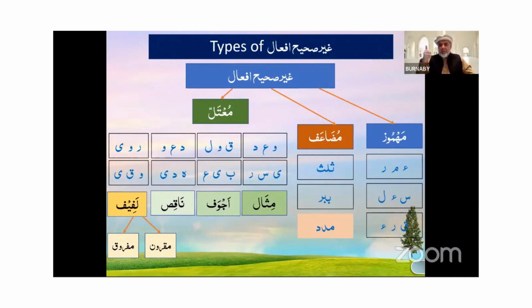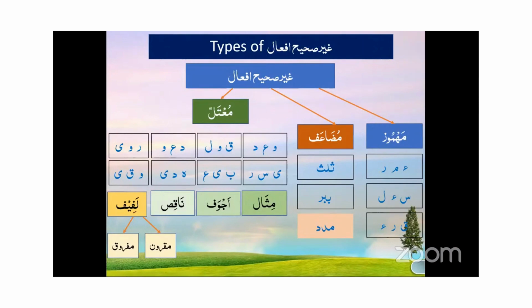We have mahmuz, meaning we are dealing with Hamza. We have mudaf, meaning we are dealing with two letters of the same kind in the three root letters. And when we say mu'tal, we are dealing with huruf illa, the weak letters, which are waw and ya, and some of the grammar also says alif is also a weak letter. So far with me? Yes.